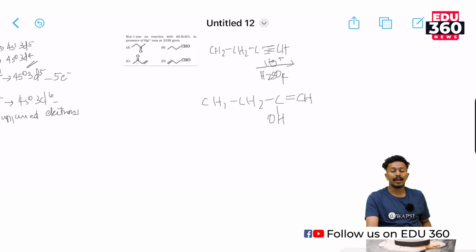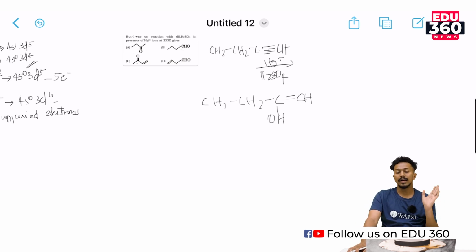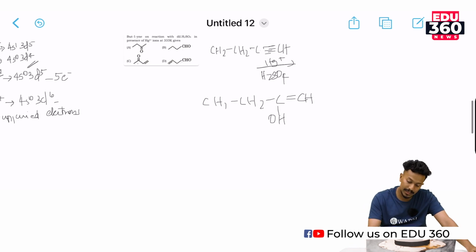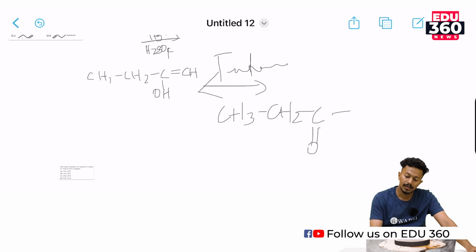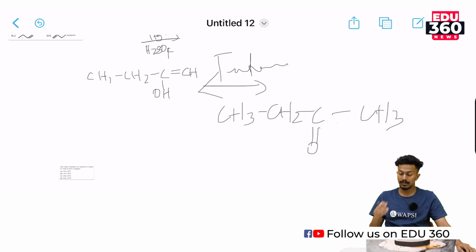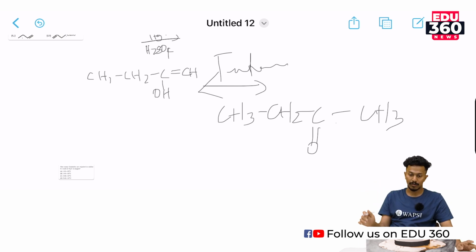Upon this, there is another effect called tautomerization. When an OH group is present on a carbon with a double bond in the structure, they might interchange to form a ketone. Okay, this tautomerizes to form CH3, CH2, C double bond O, CH3. Okay, this is the reaction, right? We have found out that one.